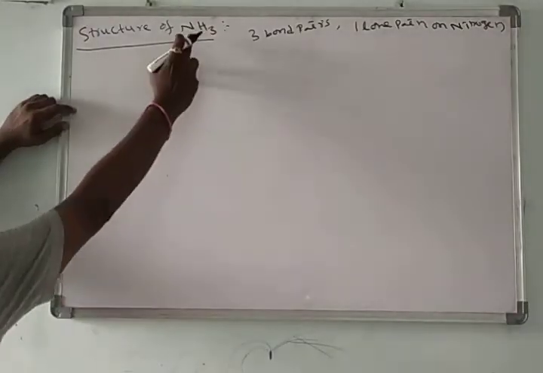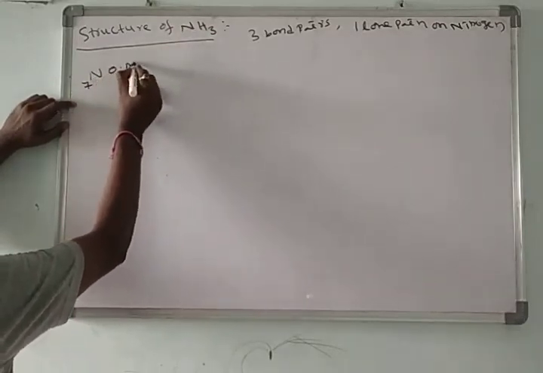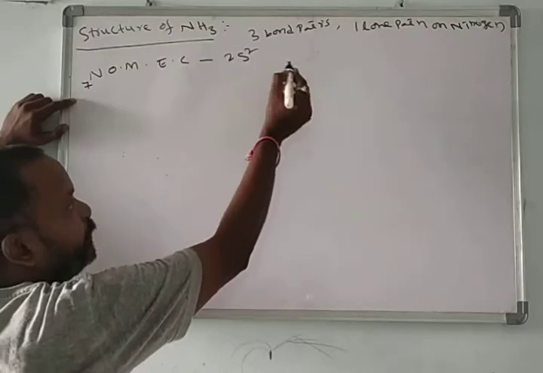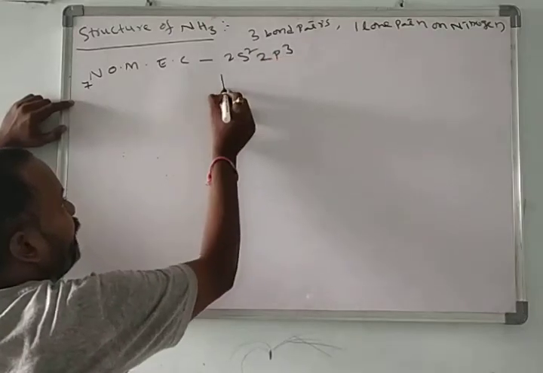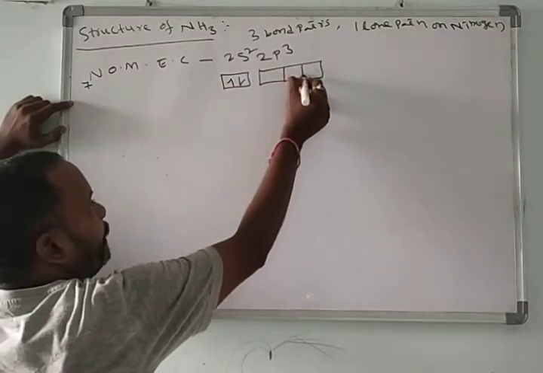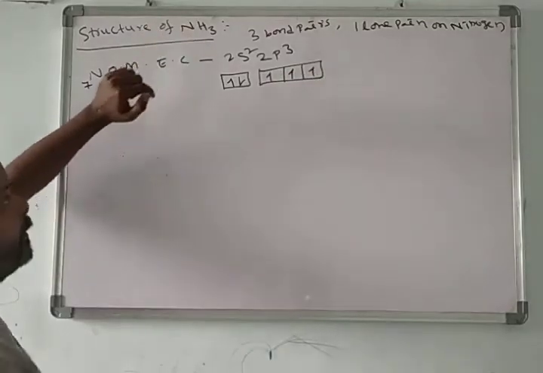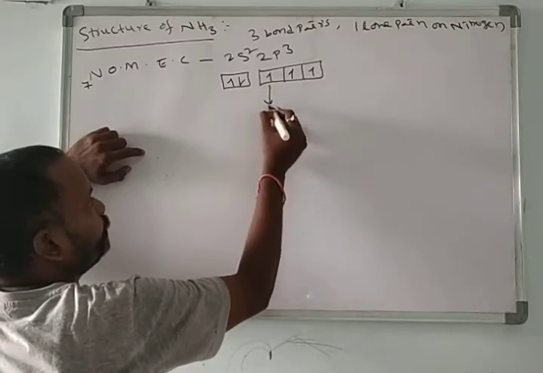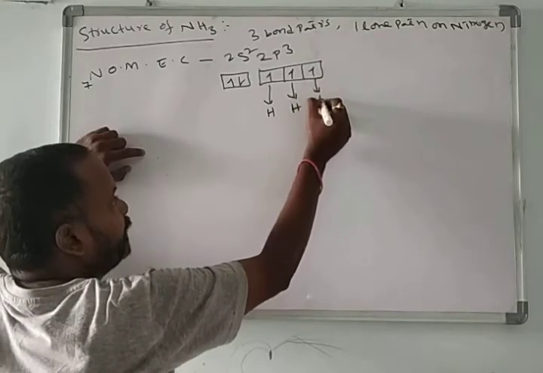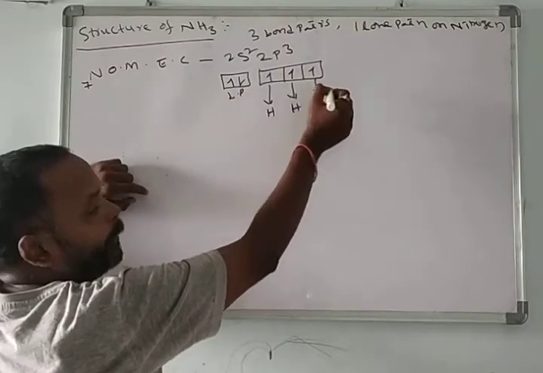Okay, what is the hybridization of nitrogen in ammonia? Nitrogen 7, outermost electronic configuration means 2s2, 2p3. Okay, write in orbital form. 2s2, 2p3. One here, one here, one here. How many bonds are there here? 3 bonds. Okay, each forms a bond with hydrogen. This is the lone pair. These 3 are bond pairs.